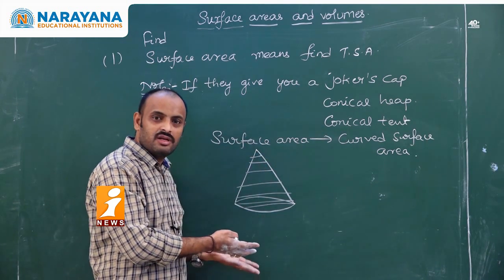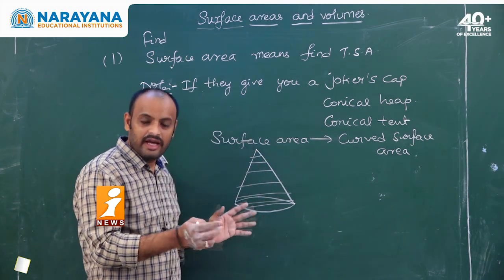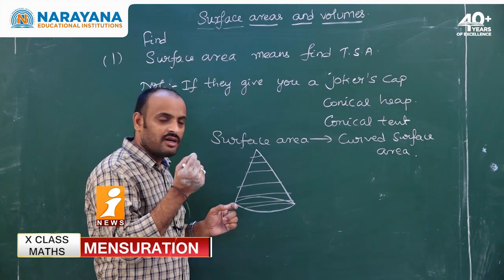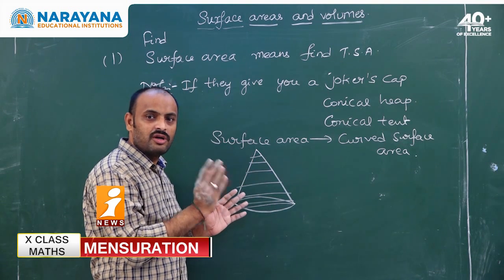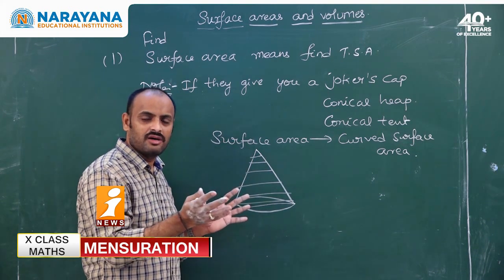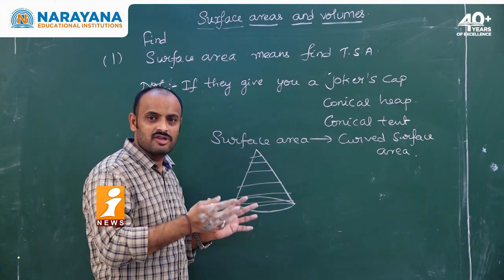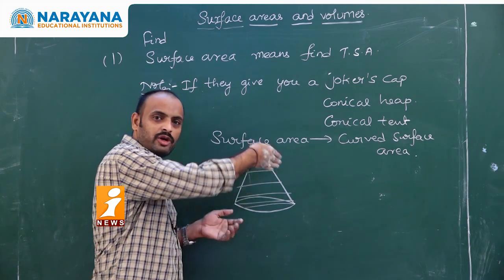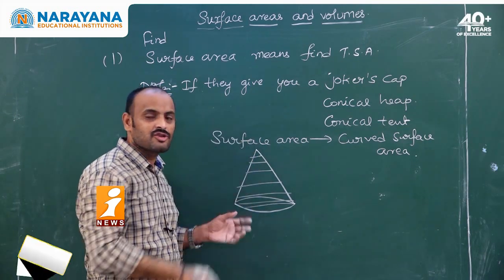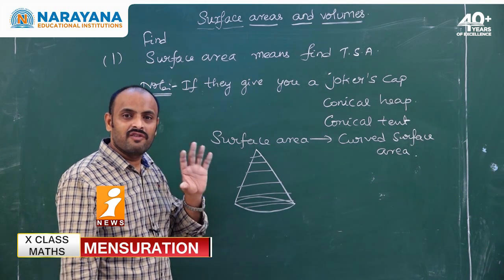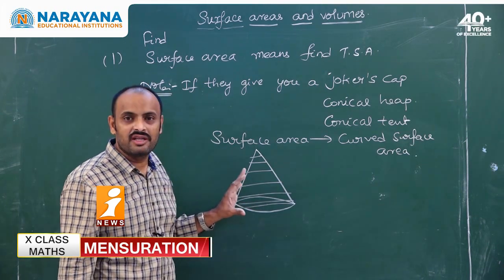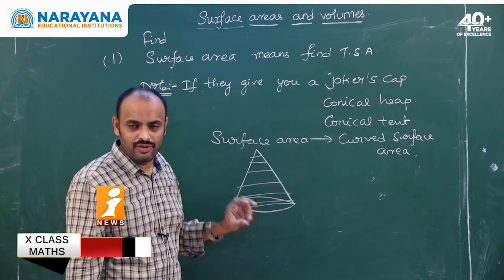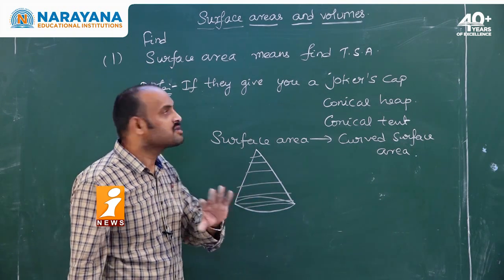I cannot cover the entire thing. I cannot cover each and every seed. I can cover only the side portion from any other rain or sun rays or something. So I am going to cover only the curved portion. So find the canvas cloth required to cover the conical heap means we need to find the curved surface area of cone. Very important, students.